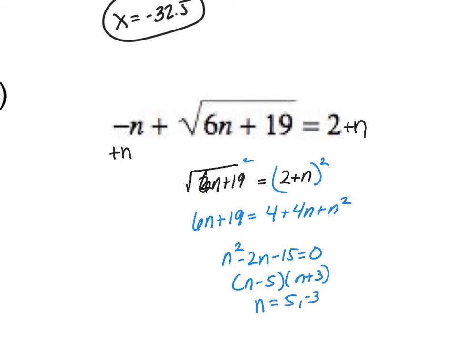So let's check this out. 5 times 6 is 30, plus 19 is 49, that's 7. That's right, 5 works. Negative 3 would give us 1. Yeah, both work.